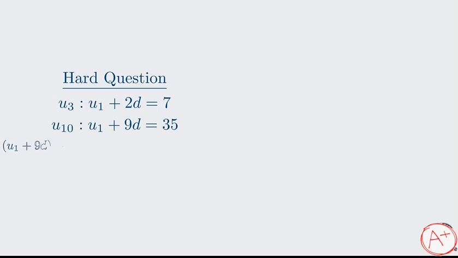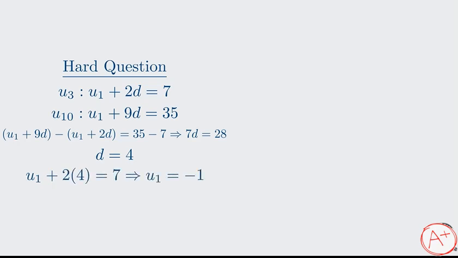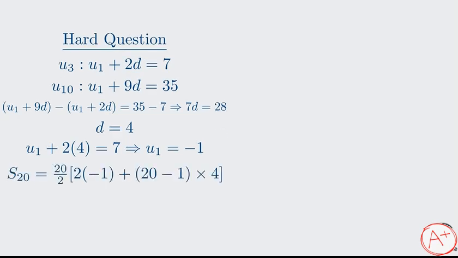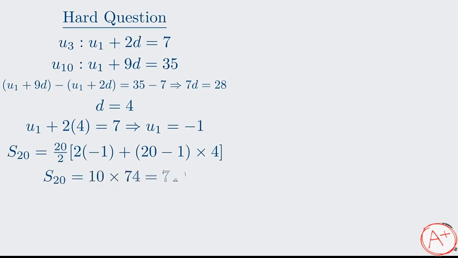For the hard question, we use simultaneous equations. We know the third term is u1 plus 2d equals 7, and the 10th term is u1 plus 9d equals 35. Subtracting the first from the second gives 7d equals 28, so the common difference d is 4. Substituting d back to find the first term, we get u1 equals negative 1. Now, find the sum of the first 20 terms. Using the formula, s20 equals 10 times negative 2 plus 76. This simplifies to 10 times 74, so the sum is 740.